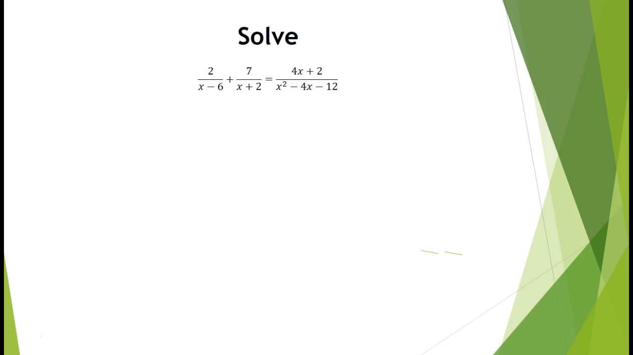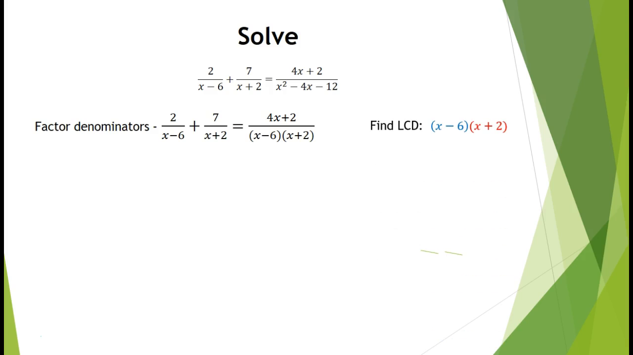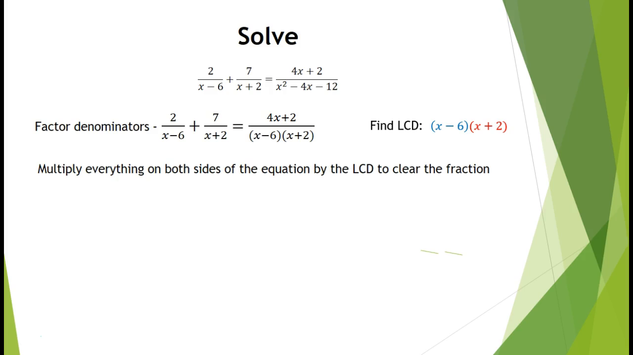Okay, so we're going to solve this rational equation. So the first thing I want to do is factor my denominators. So I do that here. And I see that my least common denominator is x minus 6 and x plus 2. Now in the first expression, I'm missing x plus 2. So back up, I'm getting myself confused. I'm going to multiply everything on both sides of the equation by the least common denominator to clear the fraction.